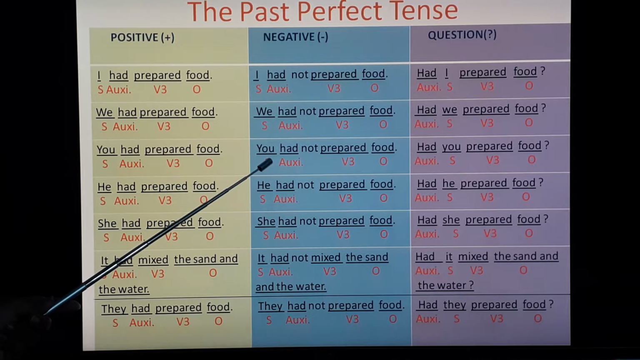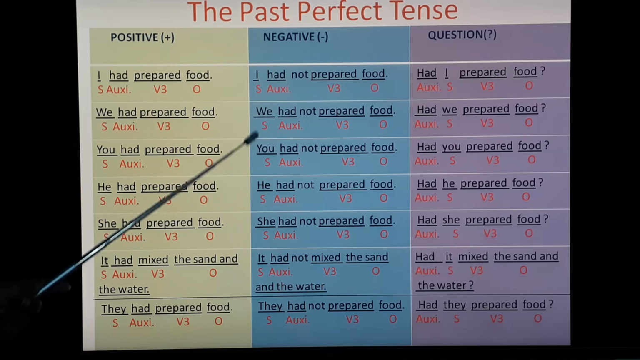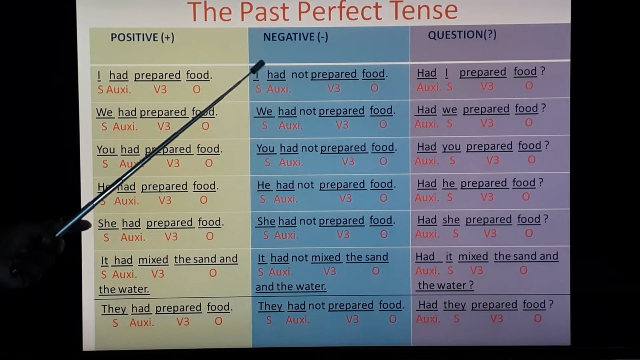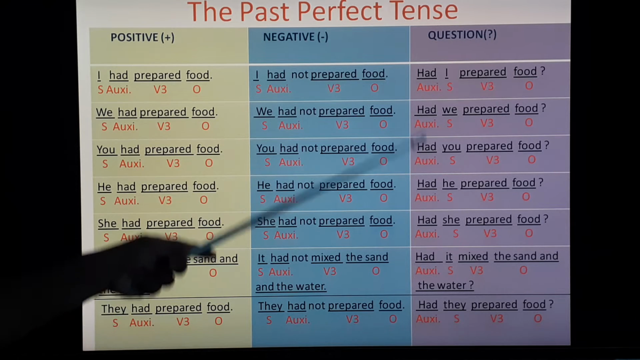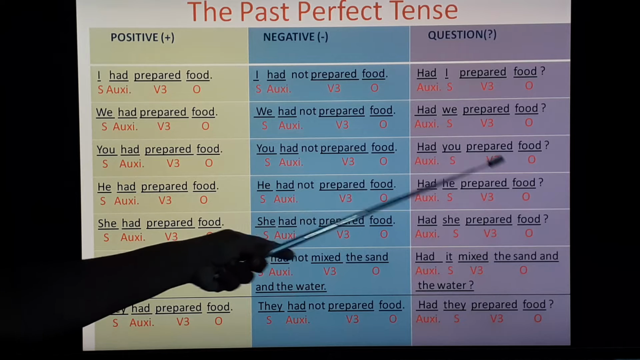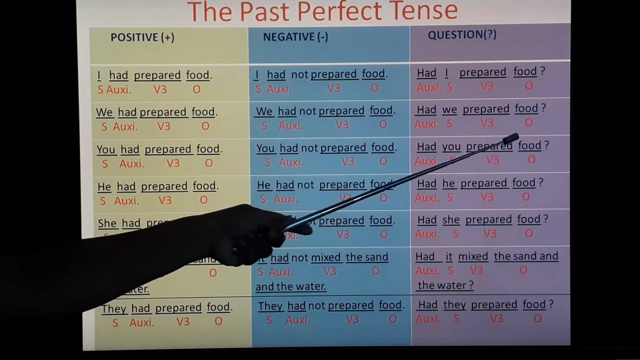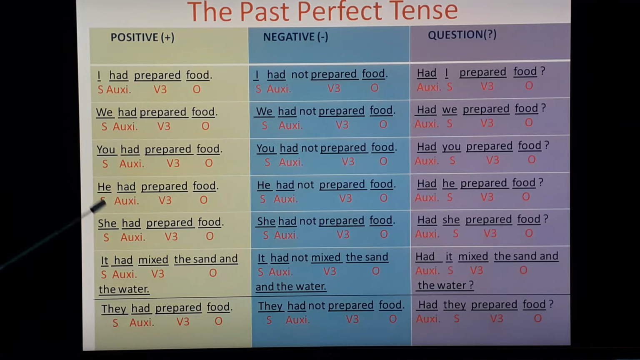Let's move to negative formation. You had not prepared food. You subject, had auxiliary verb, not is given because we are framing negative sentence. Prepared V3 form, food, object. Question form. Had you prepared food, had auxiliary verb, you subject, prepared V3 form, food, object, and then put question mark. Now third person singular.